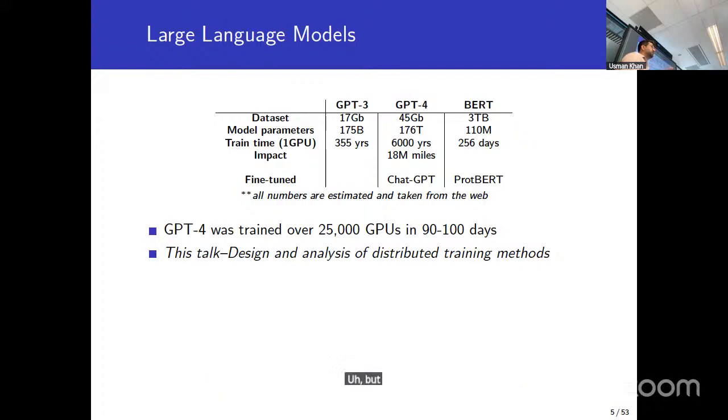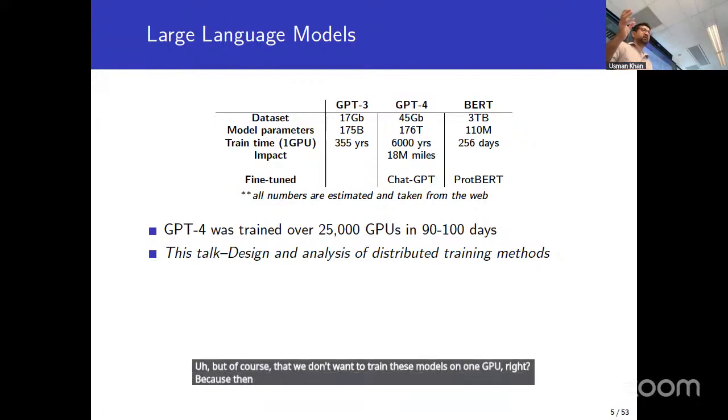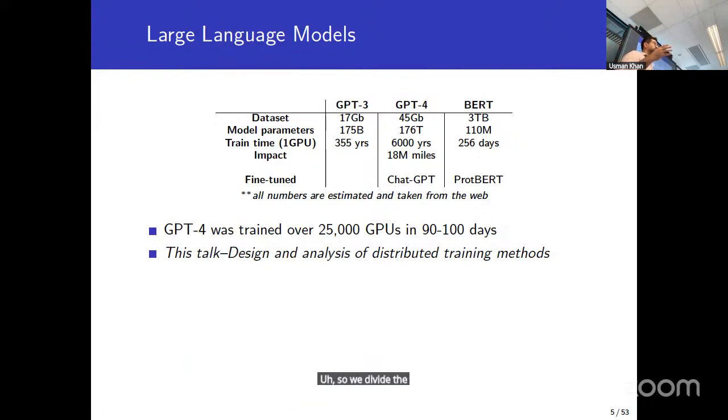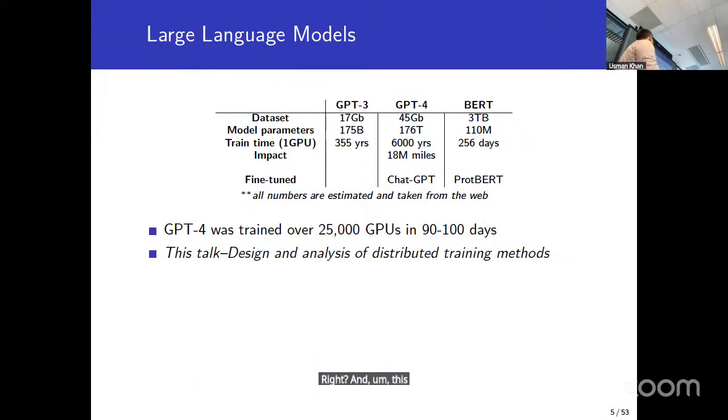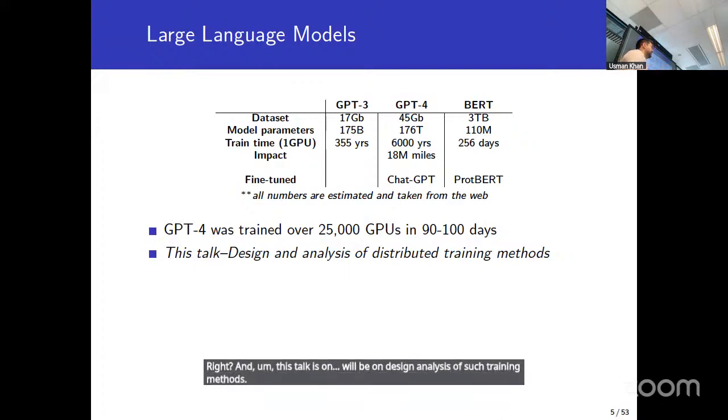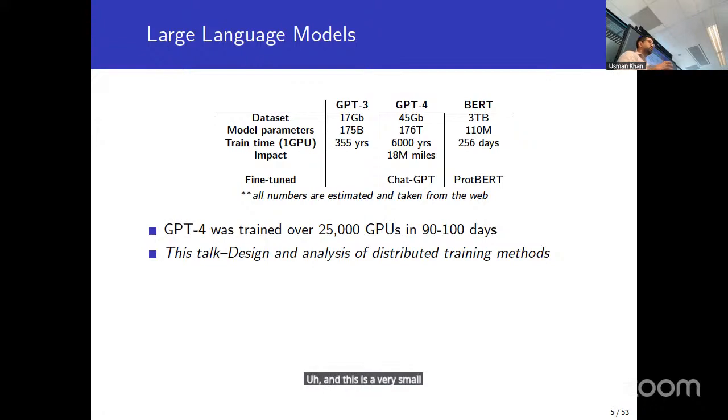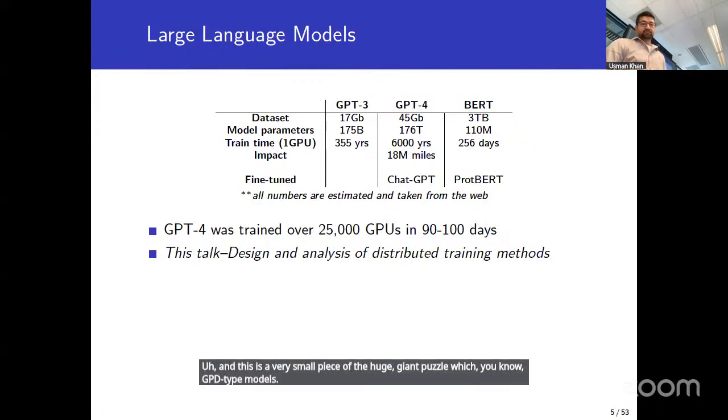But of course, we don't want to train these models on one GPU, right? Because then it'll take forever. So we divide the computation and training on several machines and use distributed training methods and distributed computation architectures to solve the underlying giant machine learning problem, right? And this talk will be on design and analysis of such training methods. And this is a very small piece of the huge giant puzzle which GPT type models are.